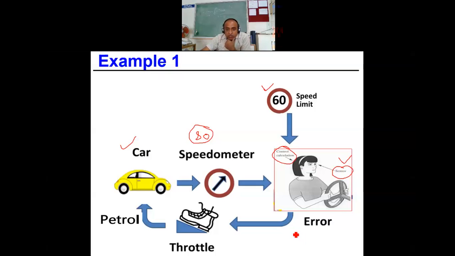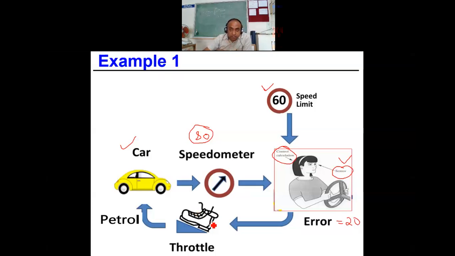What error? The error is 80 minus 60. So it says you are exceeding by 20 kilometers per hour. The signboard is 60, your speedometer reading shows 80. So your brain calculates and says, no Alka, you are exceeding the limit by 20 kilometers per hour over the given speed limit. So she immediately reduces the speed of the car.